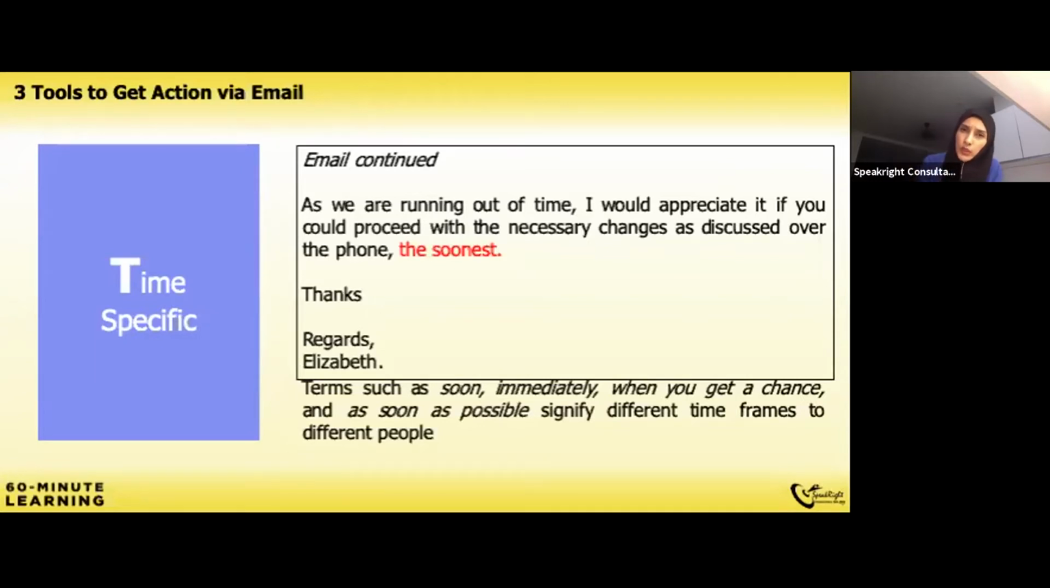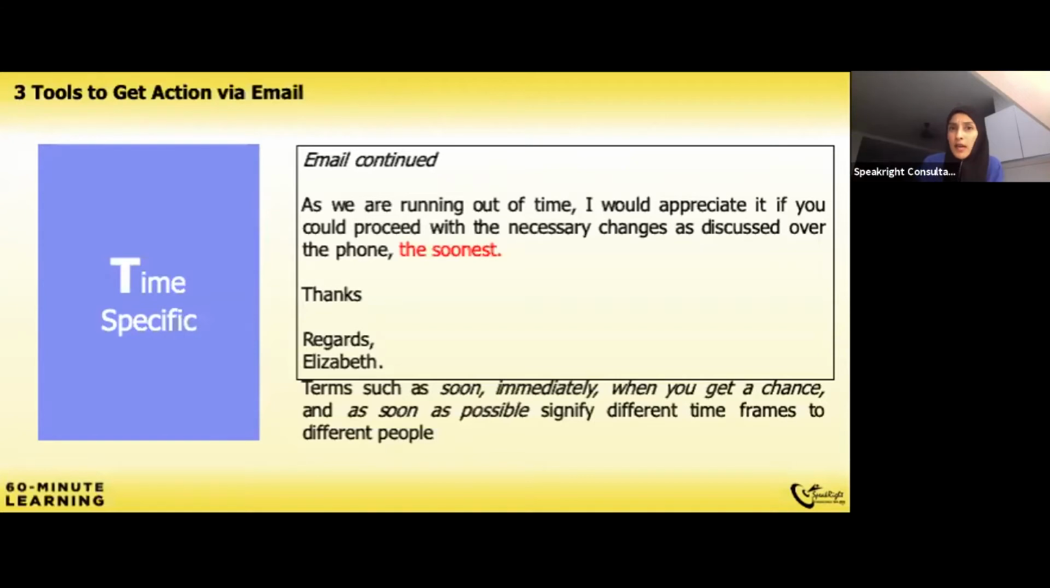Now, terms such as soon, immediately, or when you get a chance and as soon as possible signify different time frames to different people. Very different time frames. If Jenny is in the midst of doing something, Jenny might think, the soonest is going to be after I complete my work. Or, the soonest is going to be probably tomorrow or the day after tomorrow. That's not bad. It still sounds soon to me. After all, that's how I respond to my emails. So Jenny is actually interpreting the soonest from her perspective, which is probably not the soonest according to Elizabeth's time frame.